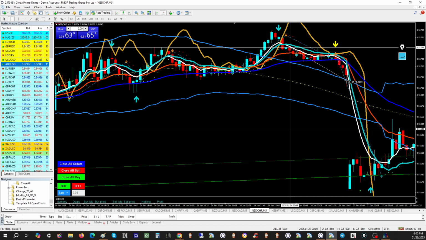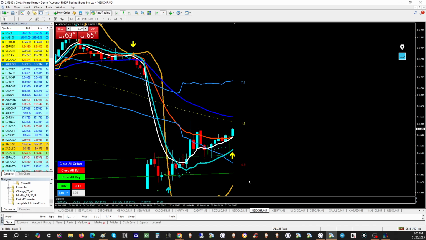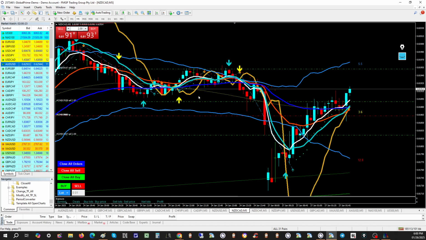Still opened up way down here. Would have made money either way, but I really don't like to take those trades at the very end of the day. But still, the system works. It does not matter. Let's go to the next one.